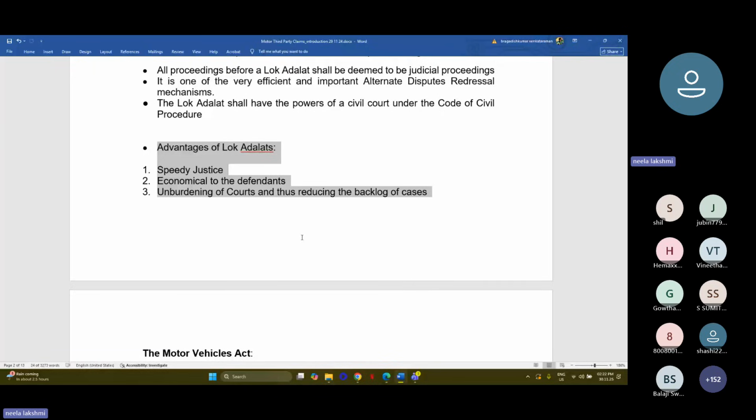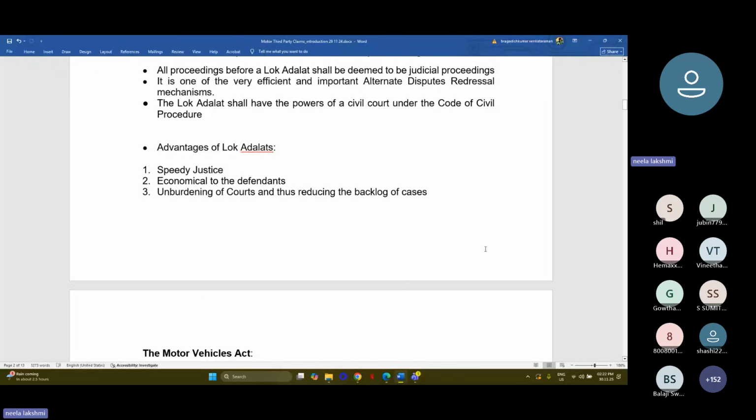So it is economical. Unburdening of courts. We all know from the media, social media, newspapers that courts are burdened with so many lakhs and lakhs of cases that courts may not find time to come to a conclusion for all such cases. If we resort to the Lok Adalat mechanism, we will reduce the burden on the court and all the cases will move together, thus reducing the backlog of cases.